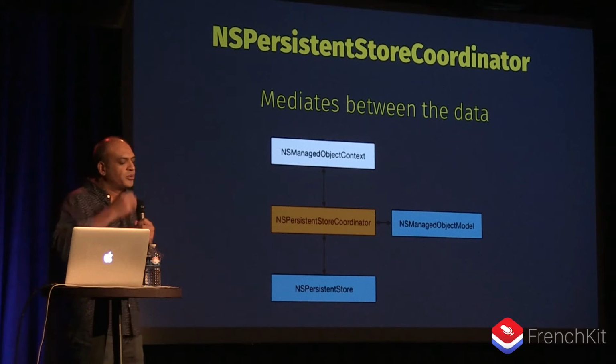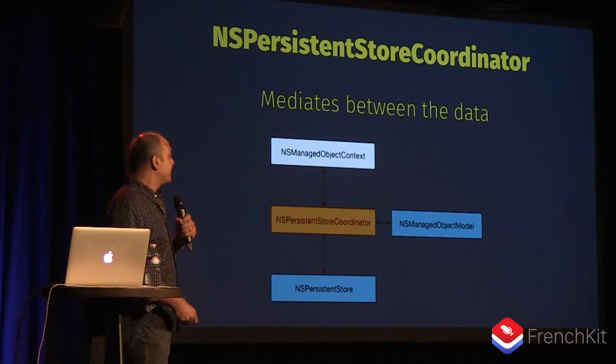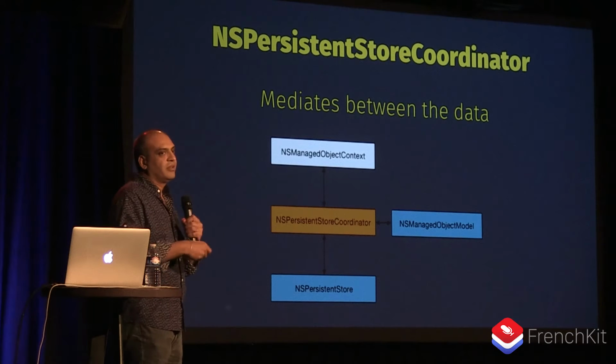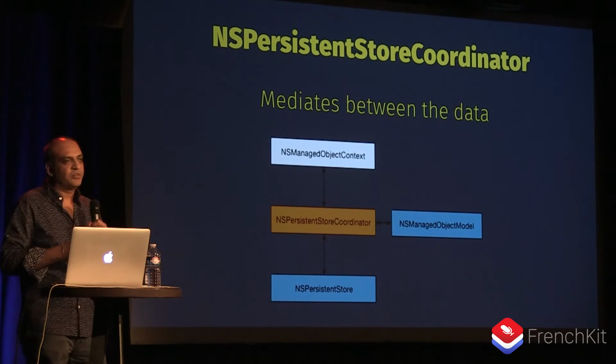The NSPersistentStoreCoordinator does a lot of the heavy lifting for you. What that does is it takes the information that's stored on disk or in memory from the persistent store, and it marries up that data with the description that you've provided from the managed object model, and it passes it up to the managed object context. And on the way down, it deals with saving it by taking the changes, reading the model, deciding how it has to be stored, and takes care of that.